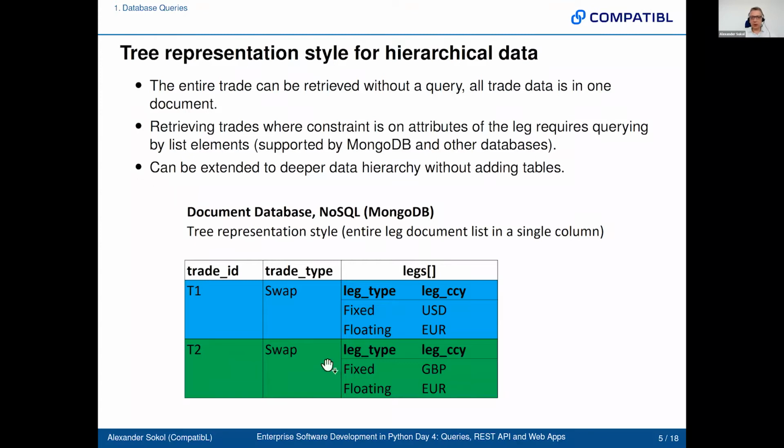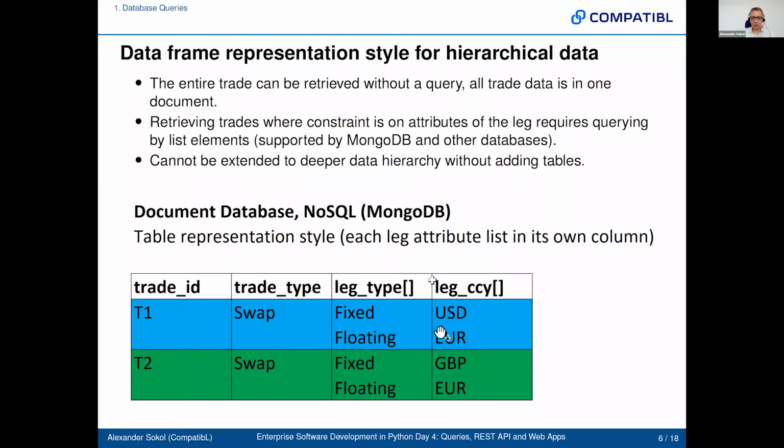So the tree is when it's a hierarchical JSON document. There are two trades here, both are swaps. A swap is a financial instrument or a trade, which has two legs, right? So it has a one-to-many relationship with legs: one swap, many legs. In our case, two, but it could be 3 or 4. So blue is the first swap, trade 1, which is a hierarchical document. It has an array of legs, and each leg is a dictionary, where the first dictionary has fixed type and USD currency, and the second dictionary has floating type and euro currency.